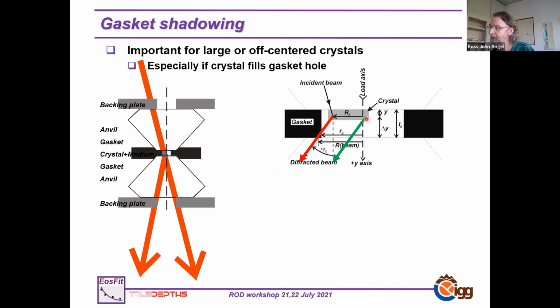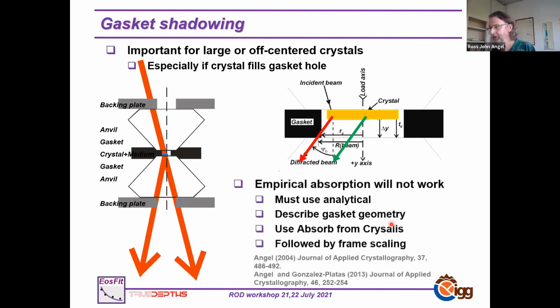The reason being is, if the crystal is off-centered, look at this crystal. Here's a diffracted beam coming from this part of the crystal, passes straight into the diamonds, whereas this one from this edge clips the gasket. So your effective diffracting volume of the crystal is reduced. And of course, if you're doing experiments with much bigger crystals, or you crystallize your crystal under pressure in the gasket hole, gasket shadowing, blocking of the beam by the gasket, becomes significant. It's going to mess up your intensities.